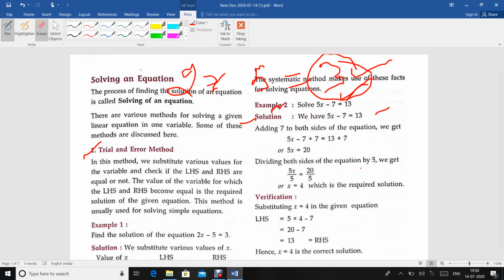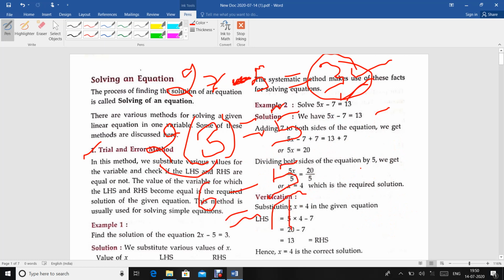Put this value: 2 multiplied by 3 minus 5. 2 multiplied by 3 is 6. 6 minus 5 is equal to 1, which is not equal to 3. So the value 3 for the variable x is also rejected. Now let us try the next number.